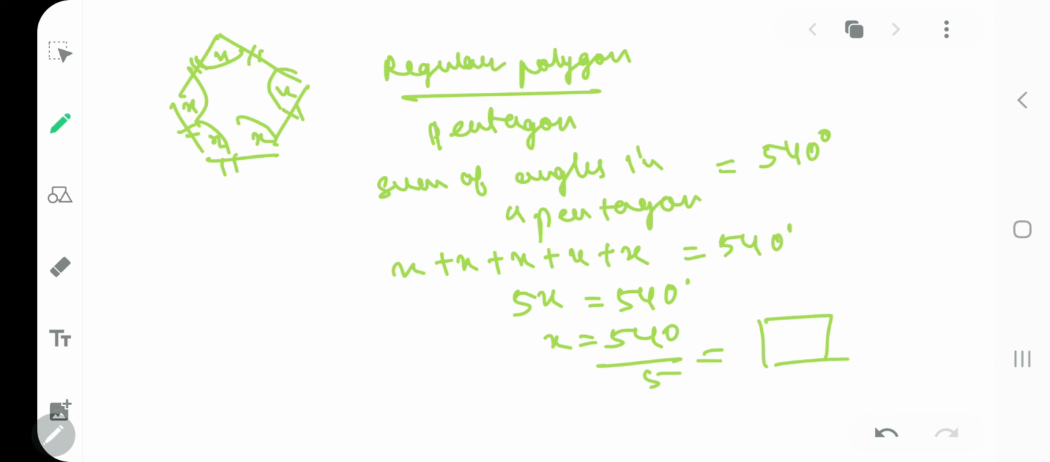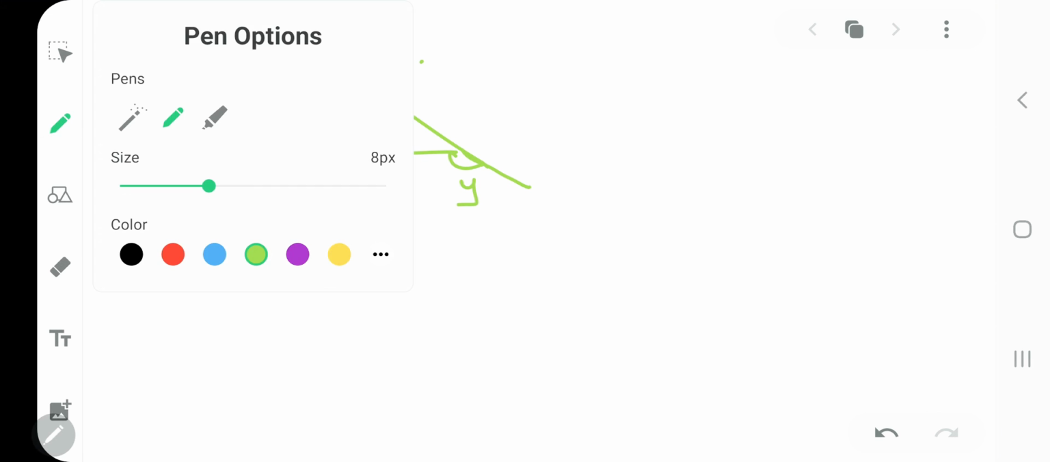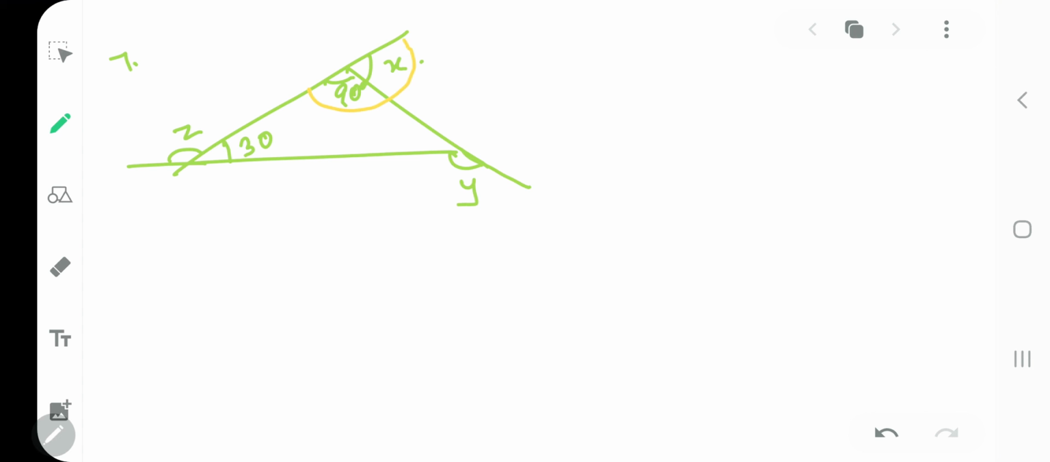Now we have next, which is problem number 7. Okay. Problem number 7 has something like this structure. I'll extend this. This is given as 90 degree, so you have to find x. This is given as 30, so you have to find z, and this is given as y. First of all, you have this as linear pair, this as linear pair. So x will be 180 minus 90, that is 90. And z will be 180 minus 30, that is 150. Got my point clear?